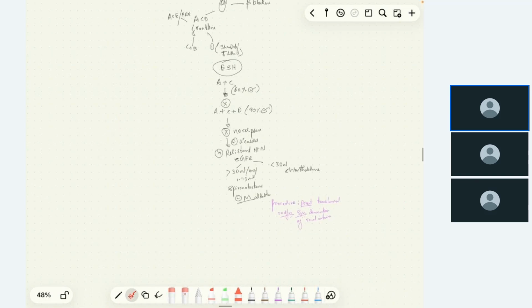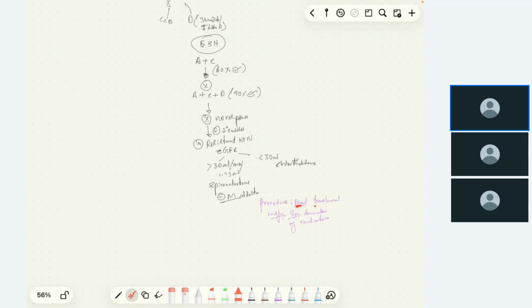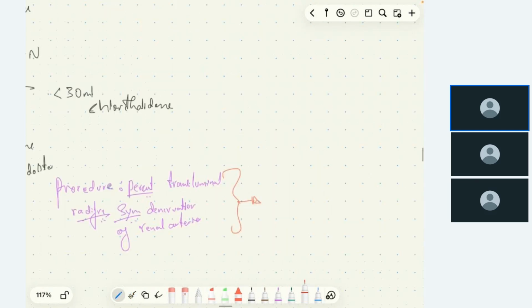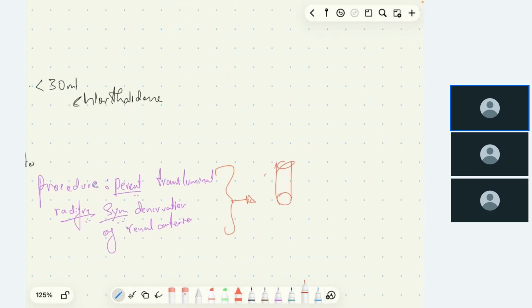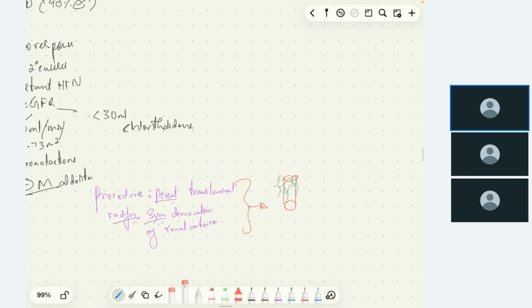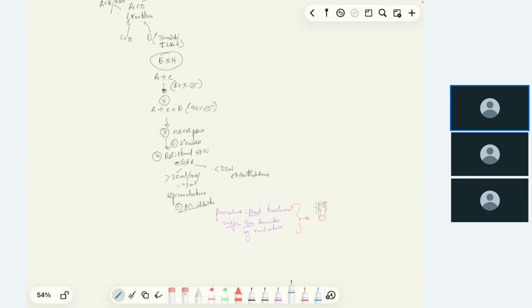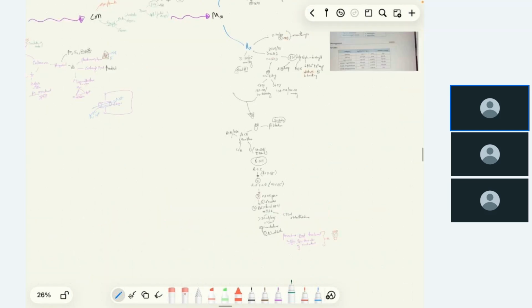In case of resistant hypertension, we have one procedure that can be done, that is percutaneous transluminal radiofrequency sympathetic denervation of renal arteries. Don't get foxed by this big term. This is nothing but the sympathetic nervous system around the renal arteries. We are just excising it. The excision using radiofrequency denervation of these sympathetic nerves will help to reduce BP in some patients.